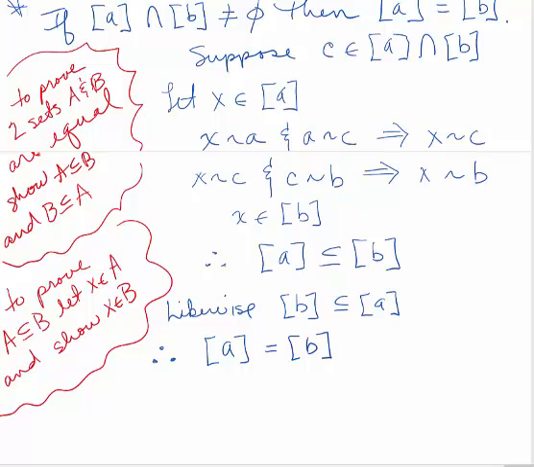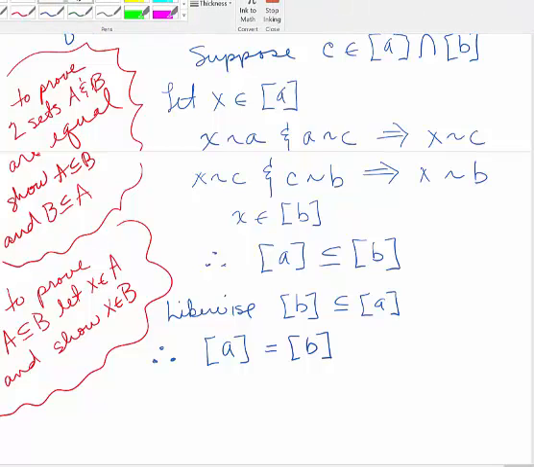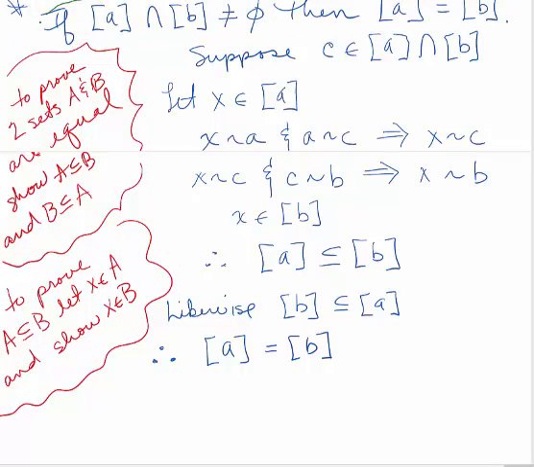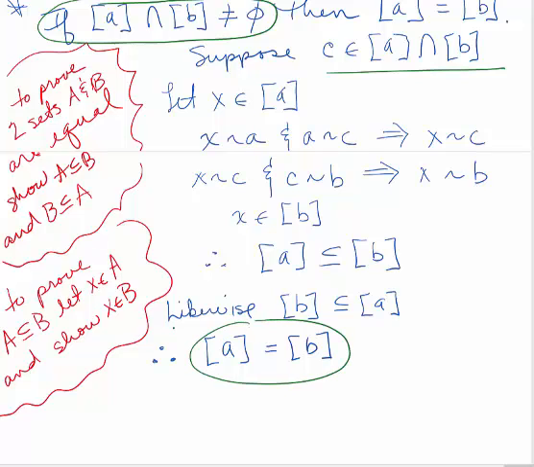Notice what we have shown: if the intersection is non-empty, in other words, we said, suppose there's something in the intersection, we have proven that if there's anything in there, then the two equivalence classes are exactly the same. This means that they are pairwise disjoint.